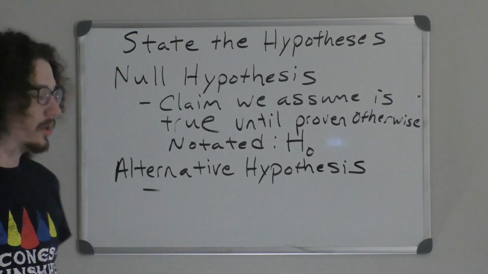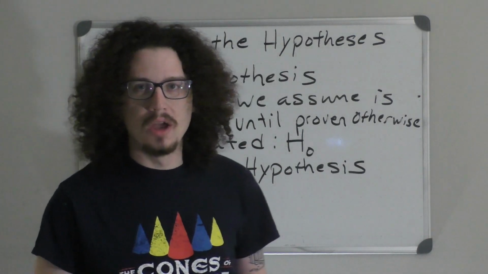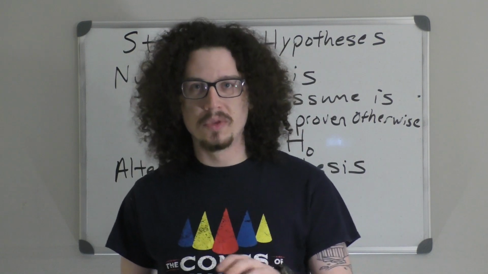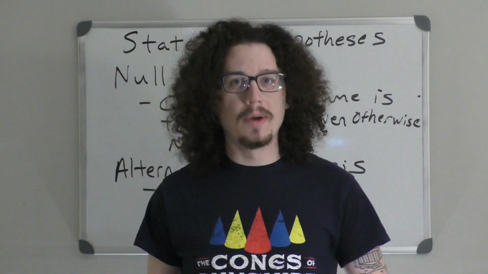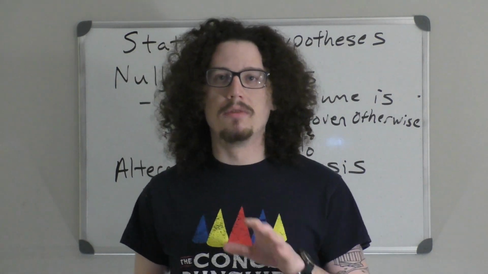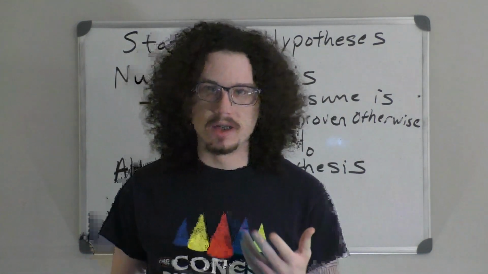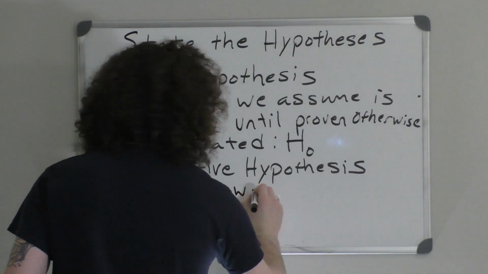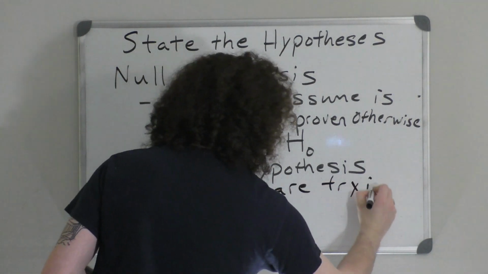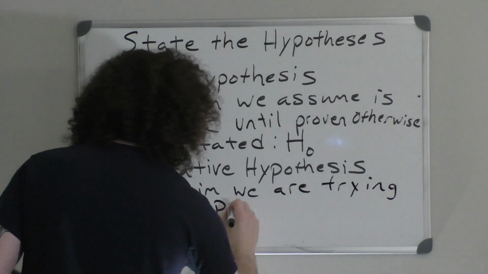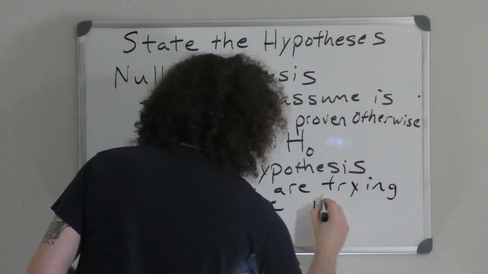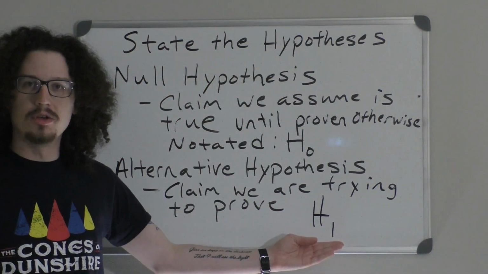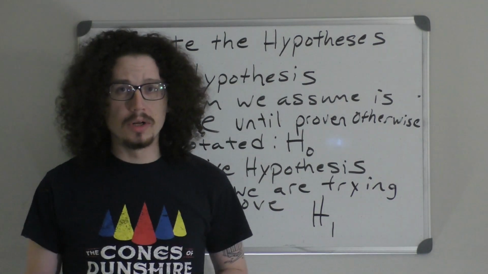Right. The other hypothesis that we're going to have to state is what's known as the alternative hypothesis. Now, in most cases, the alternative hypothesis is the claim you are trying to prove. All right, that's not always the case. We're going to talk about that in a little bit more detail in just a moment. But for the most part, the alternative hypothesis is what you're trying to prove. And it is going to be notated as H with a subscript 1.